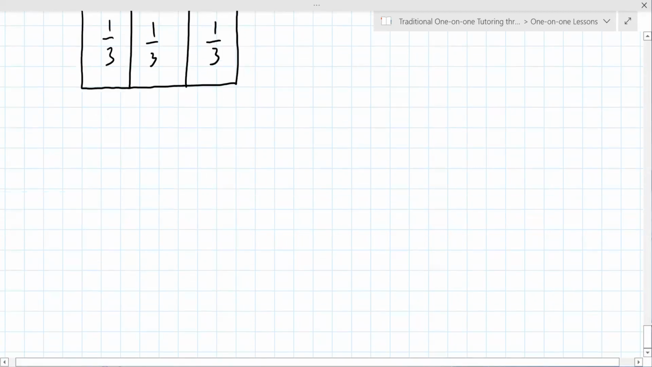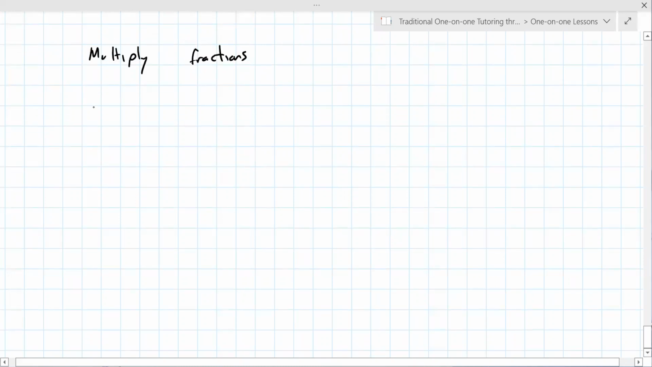So now we're going to talk about how to multiply fractions. But before we multiply fractions, we have to remember the following. We have to remember how to add fractions. Okay, so let's look at something. What is 1/2 plus 1/2? Do you have any idea?